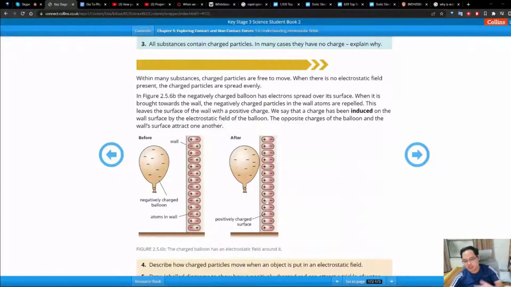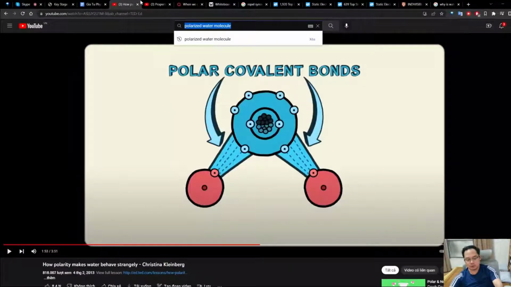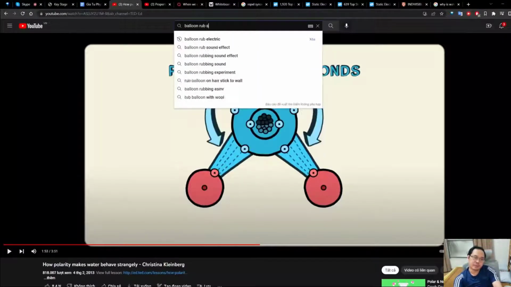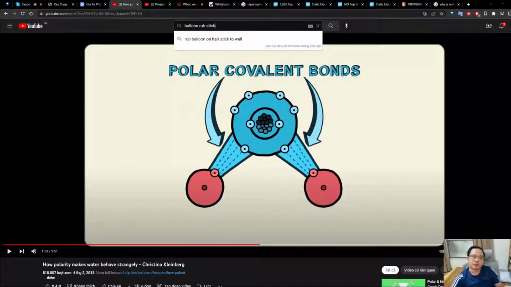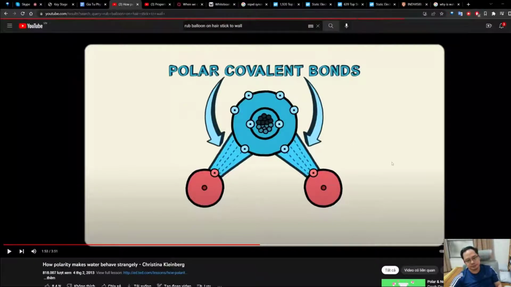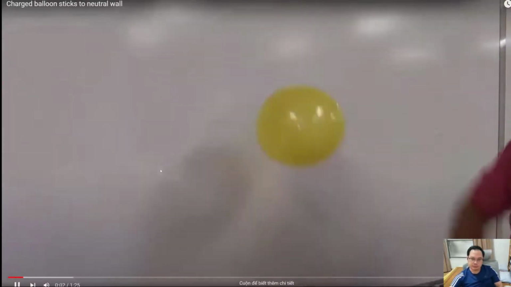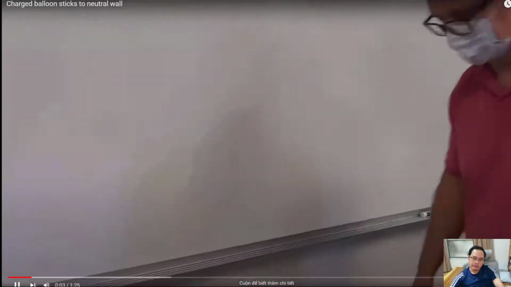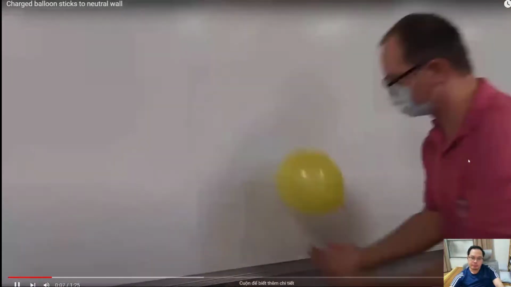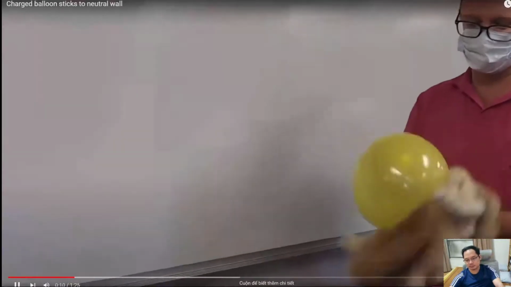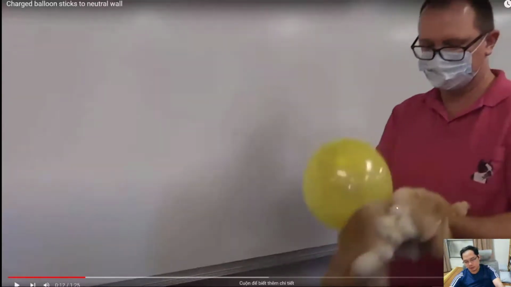A similar explanation applies to the phenomenon of a balloon sticking to a wall. After rubbing a balloon with clothes, I am going to stick it on here. Normally, when we put a balloon on a wall or a board like this, it does not stick. See? It's not sticking. We have to rub it so that it sticks.